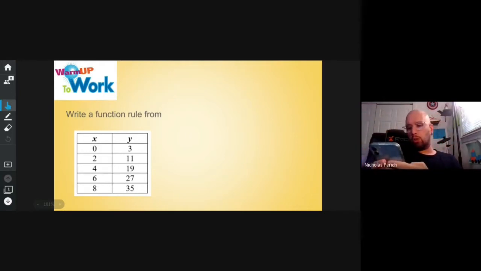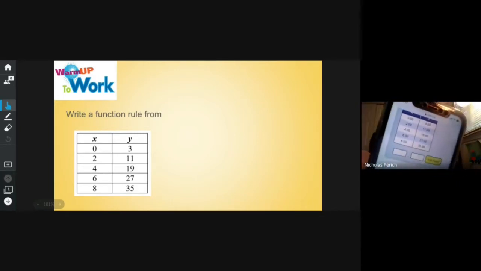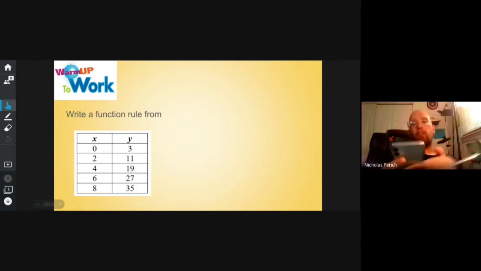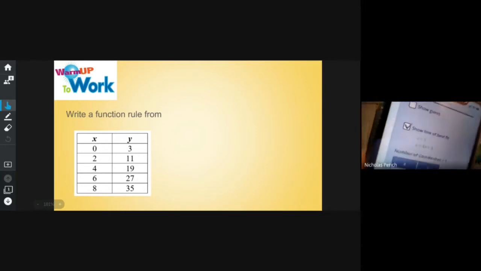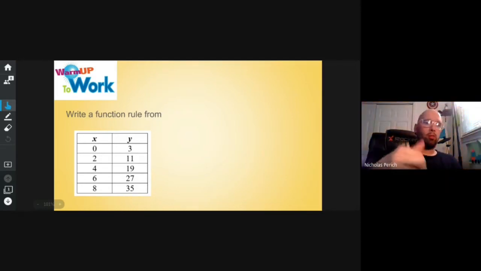So I'm going to type in (0, 3), add point. See it? Then I'm going to type out (2, 11), add point. (4, 19), add point. (6, 27), add point. And (8, 35), add point. Look at all them points, all five of them. I'm going to scroll up and click on the thing that says show the line of best fit. And the line of best fit that it gives me is y equals 4x plus 3.